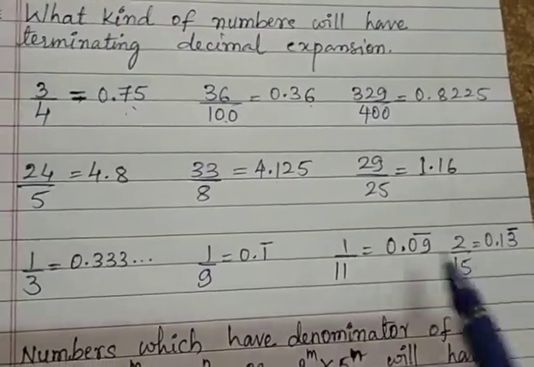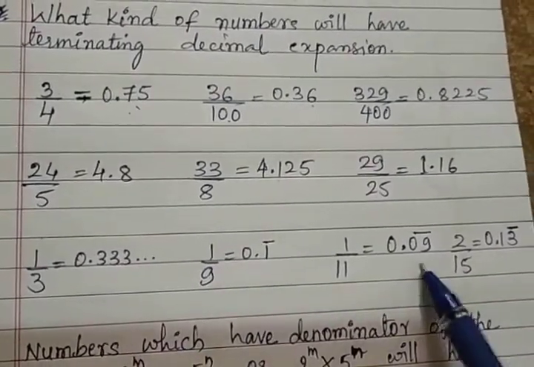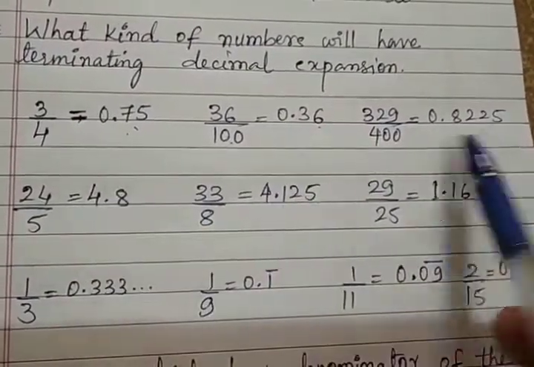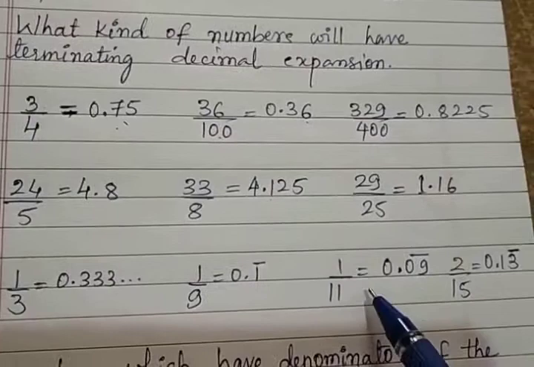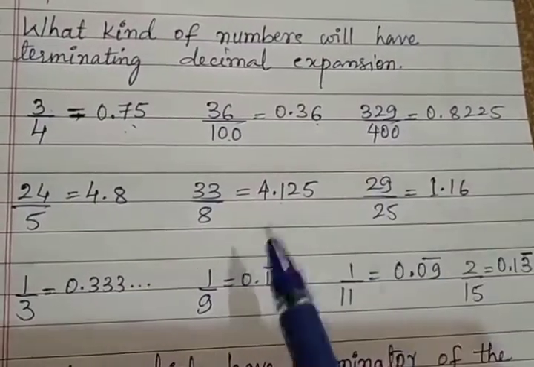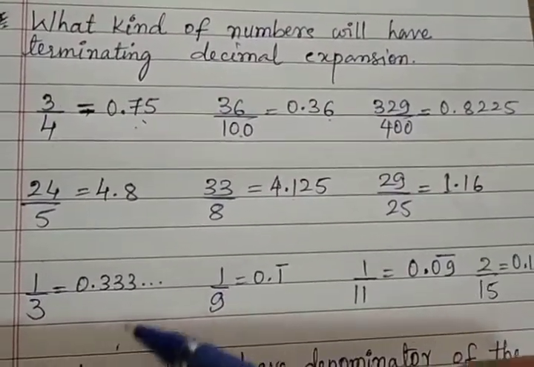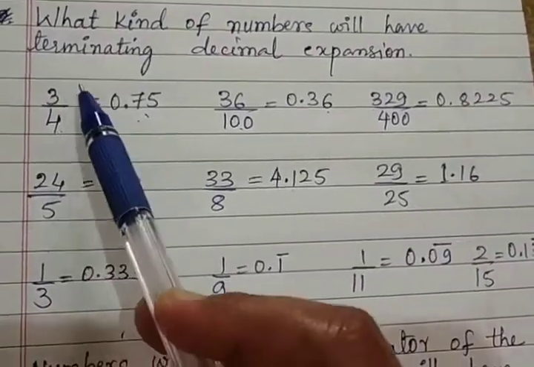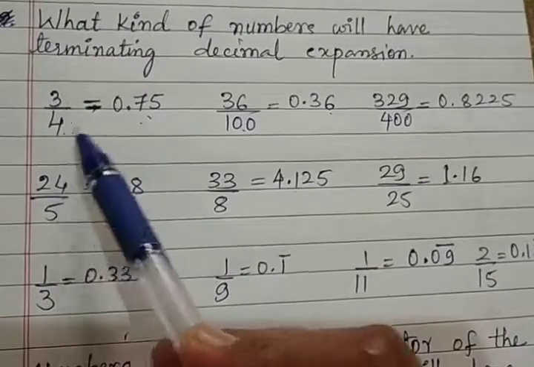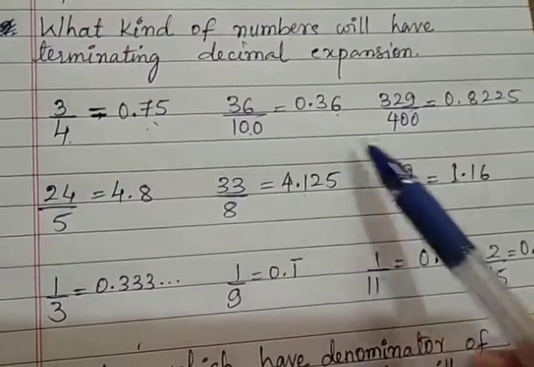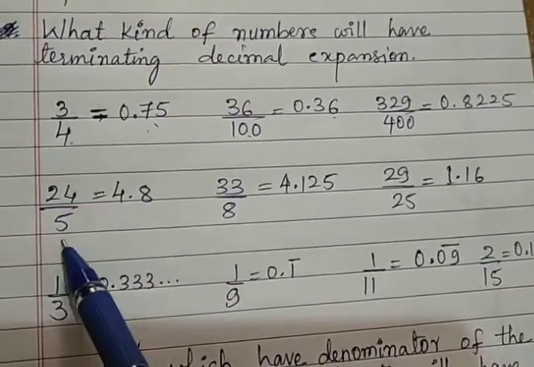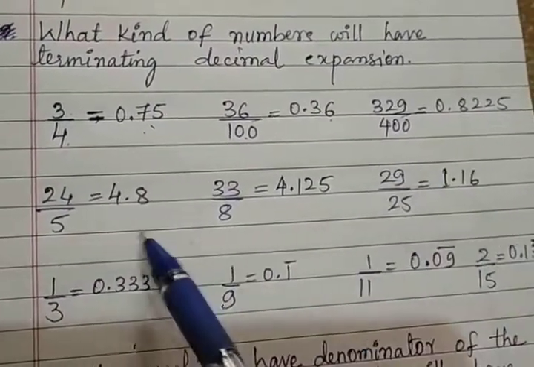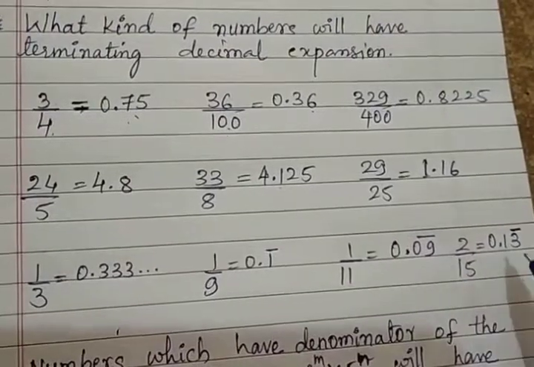So here you see that this is a never ending decimal expansion. These all are non-terminating, but these are terminating. Why? What is that speciality that these are having a terminating decimal expansion? If you observe the denominators of these numbers, the denominator of 3 by 4 is 4, then 100, here 400, and 5, 8, 25. So these numbers' denominators are different from all these other numbers.